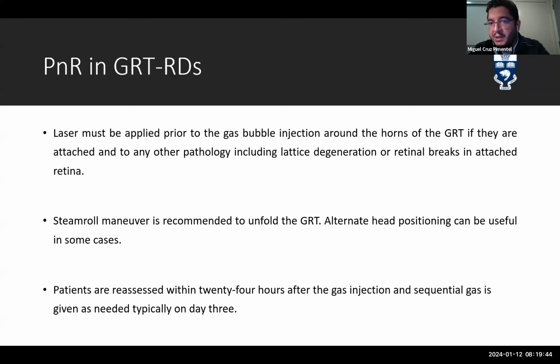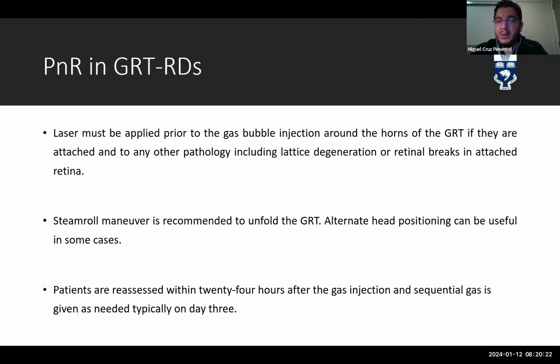So as we presented in the case, a steamroll maneuver is usually enough to unfold these folded over giant tears, and this is based on the buoyancy force of the gas bubble. And also sometimes we recommend alternate head position. In some cases, it's useful to tamponade both edges of the tears as we are progressing with the laser retinopexy. And very important in this population is to reassess the patients in the first 24 hours, not only to start the laser, but also to see if there is need to change the positioning.